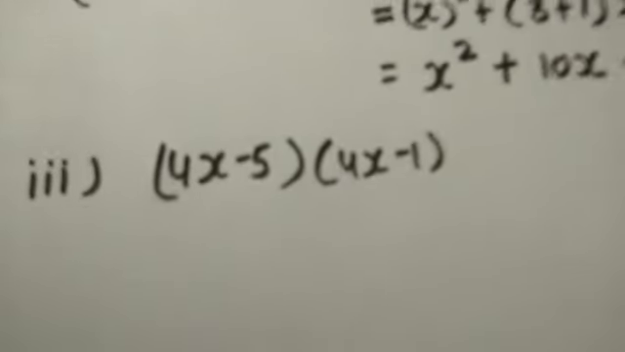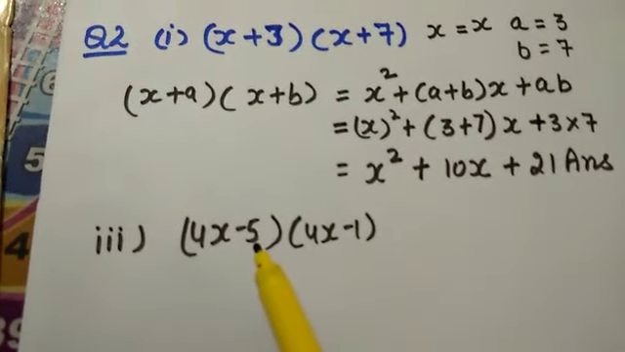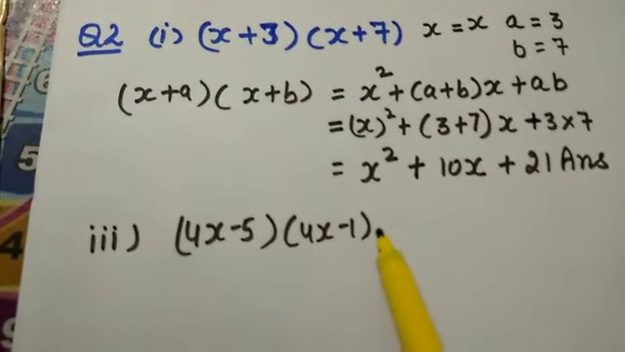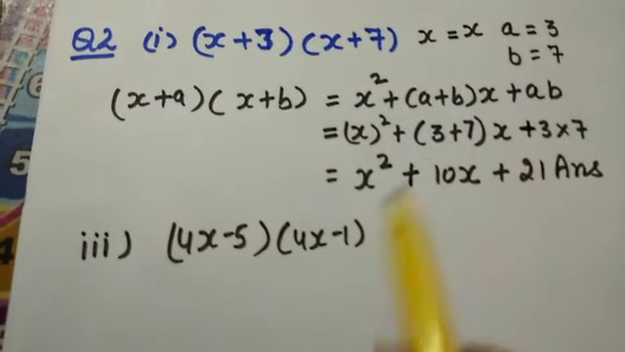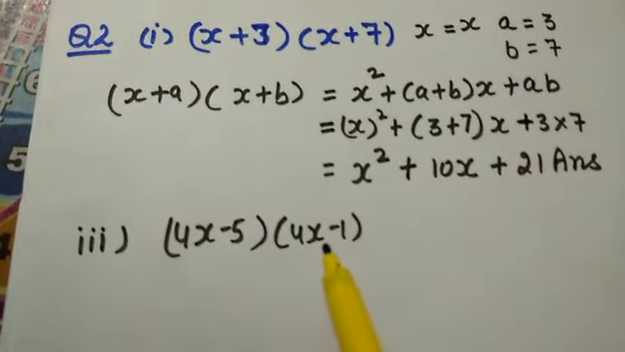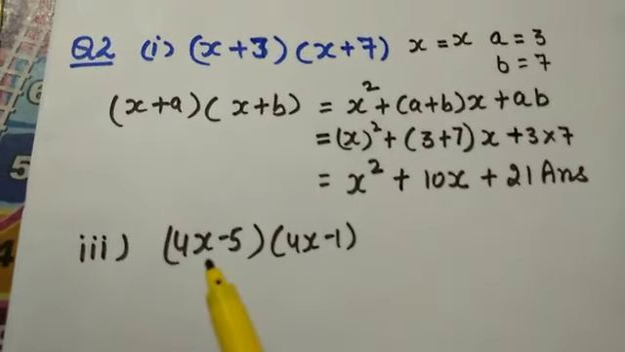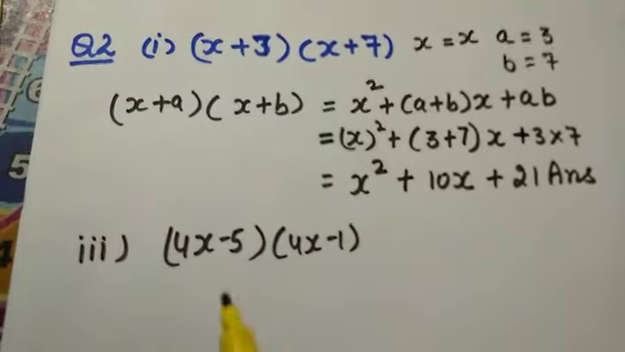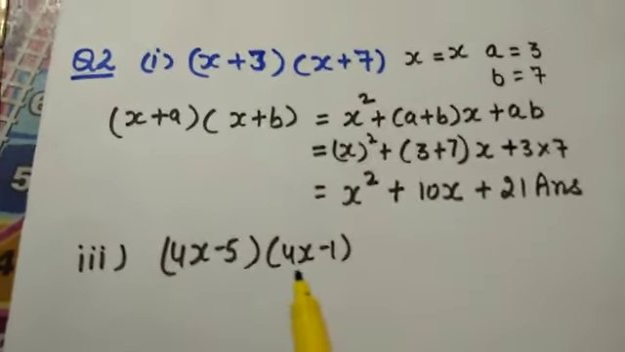Now I am taking its third part. This is (4x − 5)(4x − 1). We will be using the same identity, but here minus signs are given to you. Wherever we have minus sign, we will put that sign in the identity. We will not change the identity, we will put these signs there.